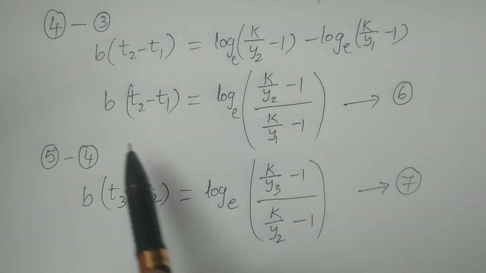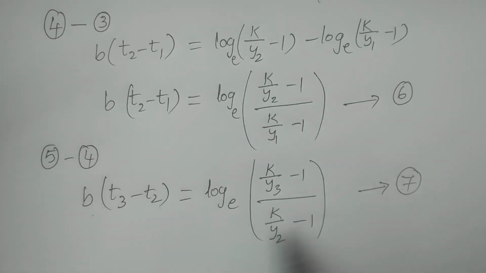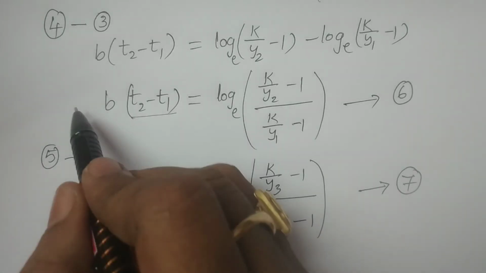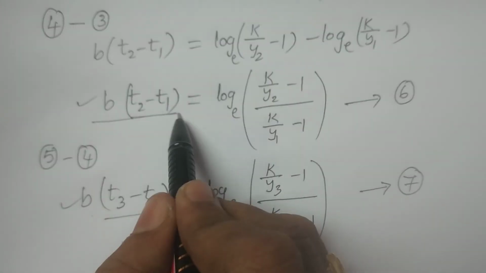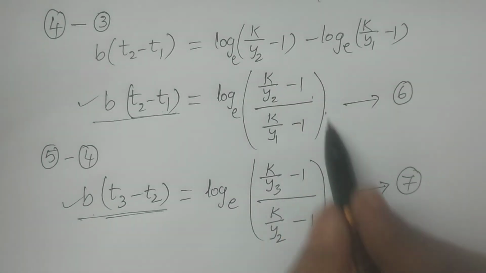So b into t2 minus t1 is equal to this result, and b into t3 minus t2 is this result. But one thing I specified at first: t2 minus t1 is equal to t3 minus t2, because the time points are equidistant, the same distance. Therefore these two values are equal: b into t2 minus t1 is equal to b into t3 minus t2.